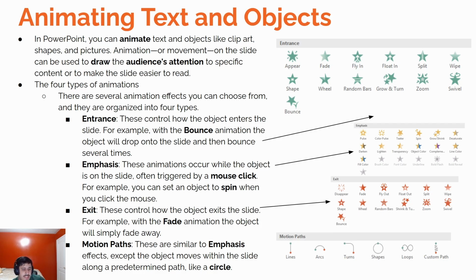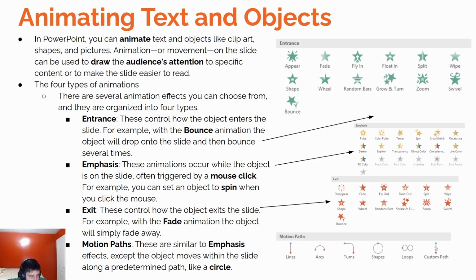Now for animating text or objects. We did talk about animations, but maybe you didn't know that you could apply these to text and objects like clip art, shapes, and pictures. Animation or movement on the slide can be used to draw the audience's attention to specific content and to make the slides easier to read.